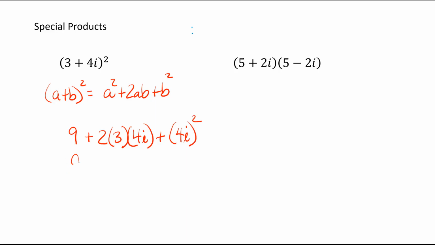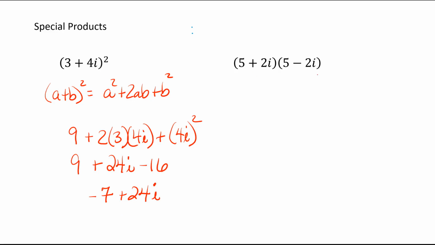So you end up with 9 plus 6 times 4 is 24i, but this is going to be minus 16 because i squared is -1. So we will end up with -7 plus 24i. Real part first, imaginary part second.